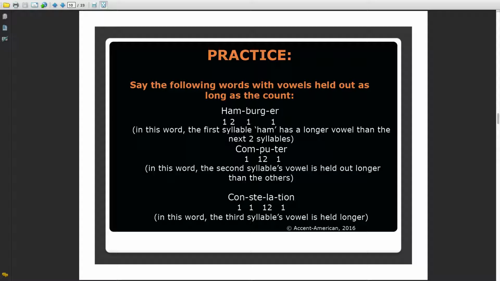Now in the word like hamburger, the first syllable is stressed, ham, therefore we stretch out that vowel. Hamburger. Repeat. Hamburger.